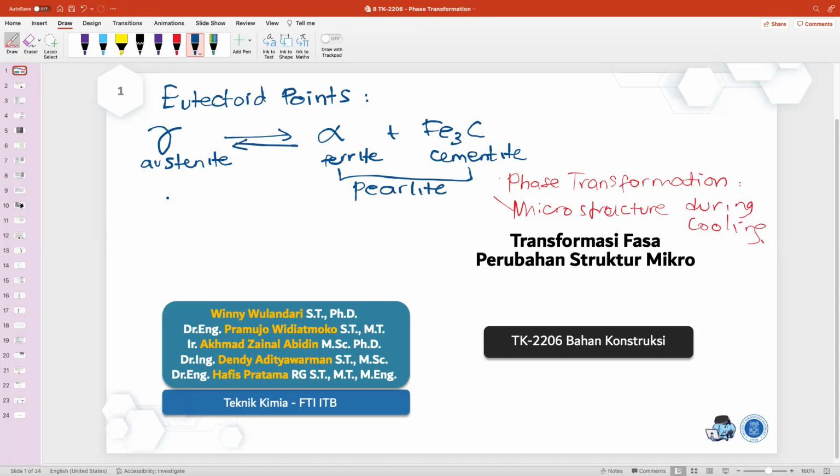Okay, so the composition here is around C of the gamma is 0.76% of carbon, and here the ferrite is 0.022% carbon, and the Fe3C is 6.7%.